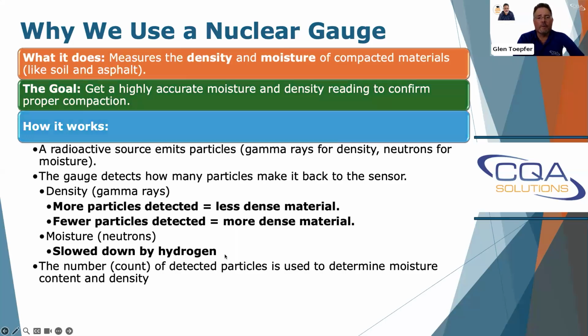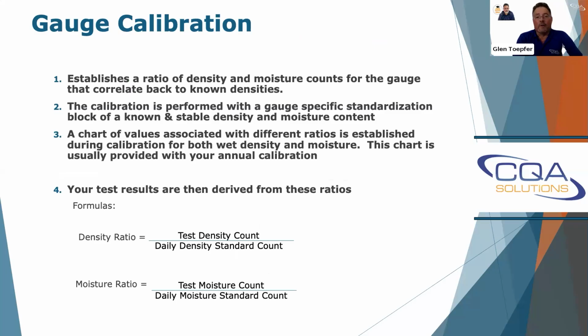But that's all the gauge is actually doing. It's emitting the radiation, and it's recording the amount of radiation coming back to the sensors. That's all that the gauge itself does. It's the electronics that do the other things. These are just your counts, and the counts are what determine your test. It's important to understand the counts. The counts get into your gauge calibration.